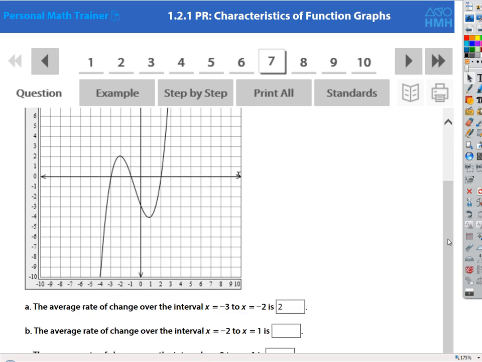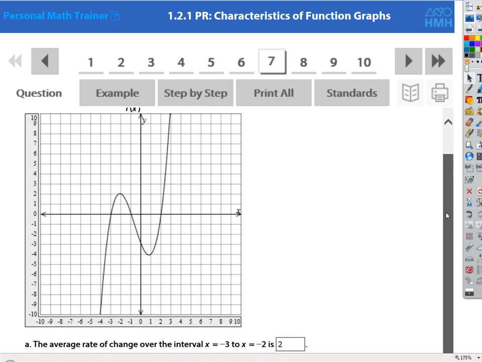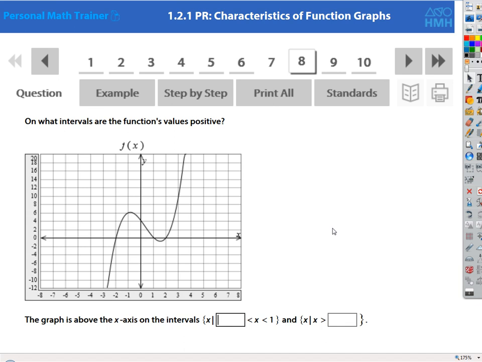Okay, so that was one. Let's see, what else do we have? Number 8. Okay, so on what intervals are the function's values positive? This wasn't too bad. Most people got this, but this was still one that maybe we'll just take a quick look at.